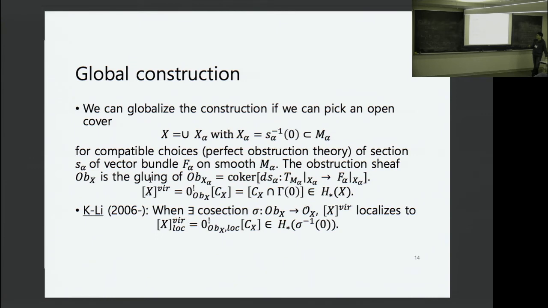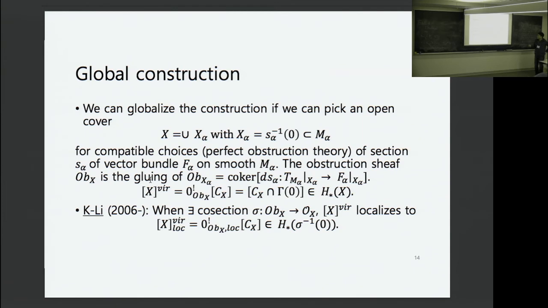Then on each open set X alpha, we have a tangent bundle and F alpha, and you can think about the differential of the section s alpha. So the kernel of this homomorphism is the tangent sheaf of X alpha. The cokernel is called the obstruction sheaf on this open set X alpha. And we have to assume that these obstruction sheaves can be glued.